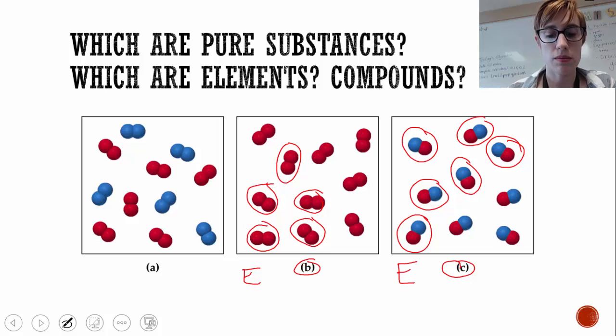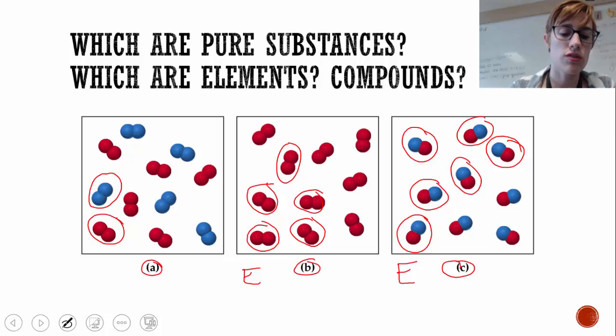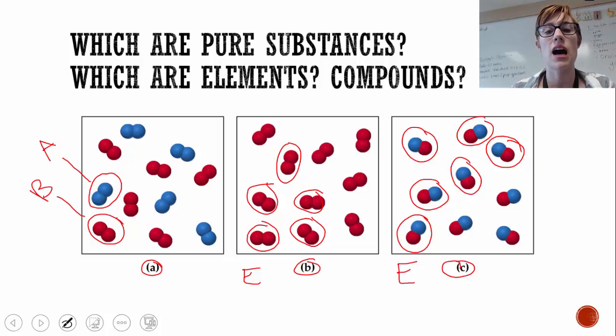But the first picture, A, has a chemical with 2 reds and a chemical with 2 blues. So these are 2 different chemicals. This is chemical A and this is chemical B. So it is not a pure substance.